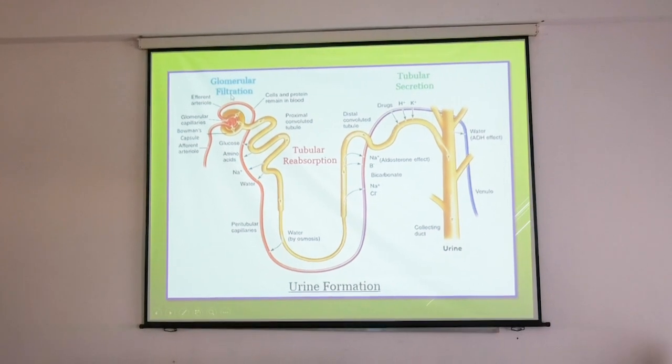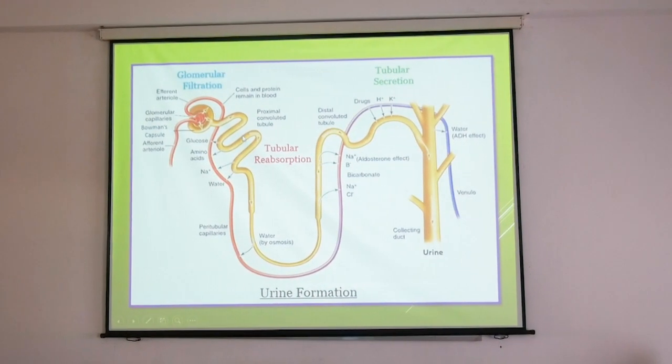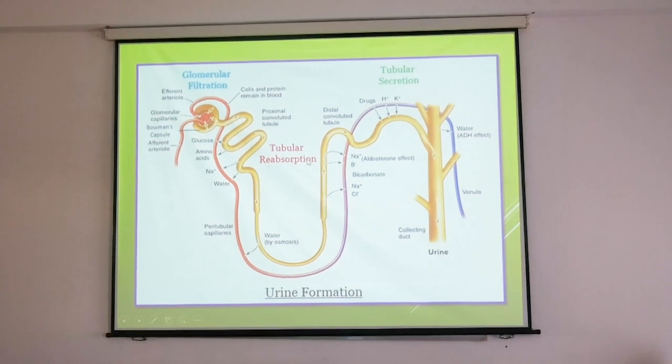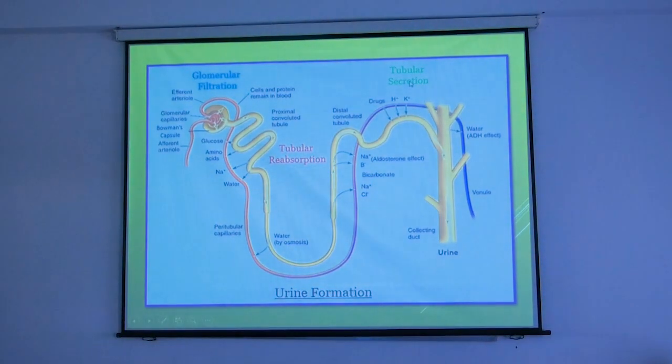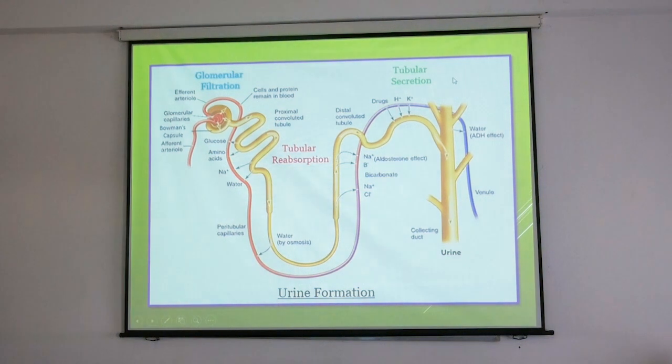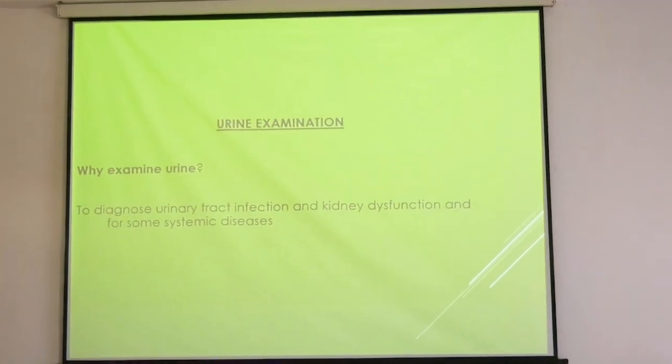And then, here the blood is getting filtered. Here there is some reabsorption of the important constituents of the blood. And then some things are again secreted back from the peritubular capillaries into the urine. So this is the secretion, tubular secretion. Now once the urine is formed, it will pass through the urinary tract and go out of our body. So why do you perform this urine examination?